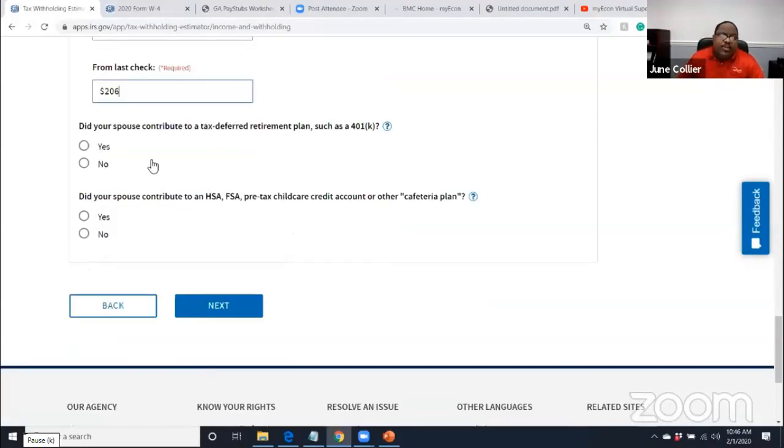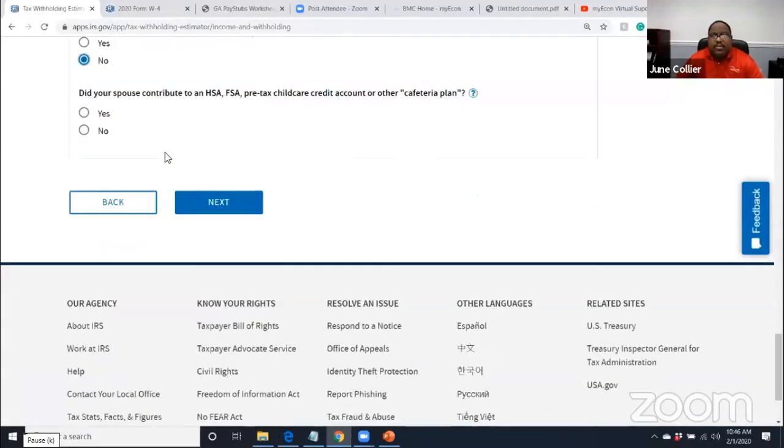Did your spouse contribute to a tax-deferred retirement plan, such as a 401k? The answer is no. Did your spouse contribute to an HSA, FSA, pre-tax child credit, or other cafeteria plan? Again, the answer is no. And then we click next.